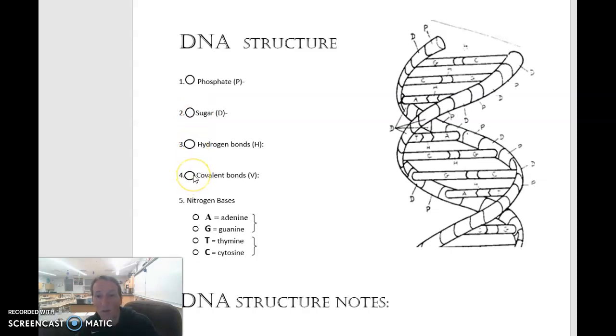As far as your covalent bonds, you do not need to have a color there. You can actually just leave that white. But you will need a color for your A's, G's, T's, and C's. So we're looking at 7 different colors. So go grab those colors.